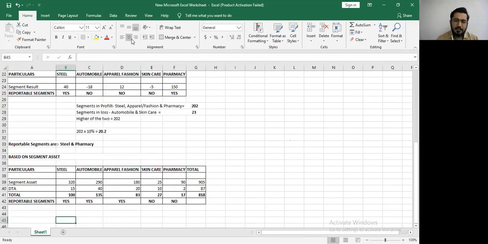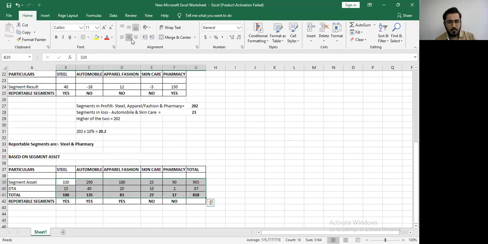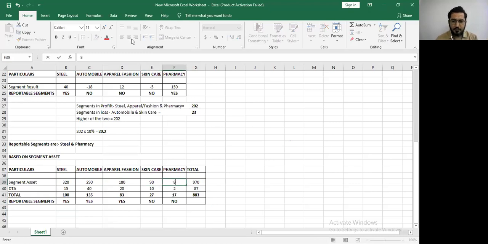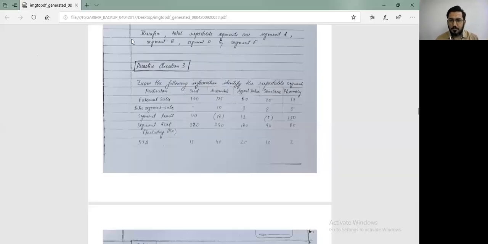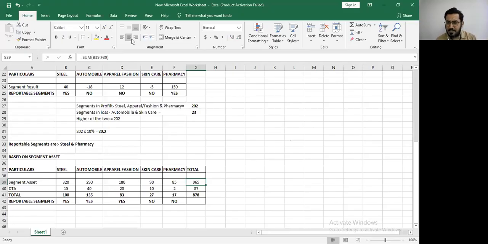And your total for DTA will be 87. That will come to 87. Three 20, 290, 180. I'm sorry, this is 90. And then you have 85. Sorry, I just made a mistake in writing the assets.